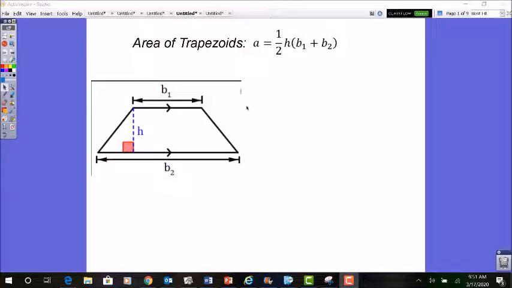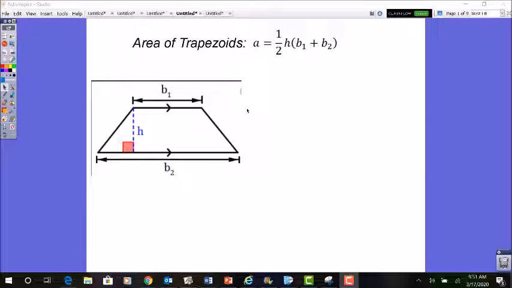Good morning everyone. This is our next video in our geometry series that we're doing for this module while we're home, and today we're going to focus on area of trapezoids. Previously we reviewed area of parallelograms and area of triangles. So today we're just going to review the area of trapezoids.